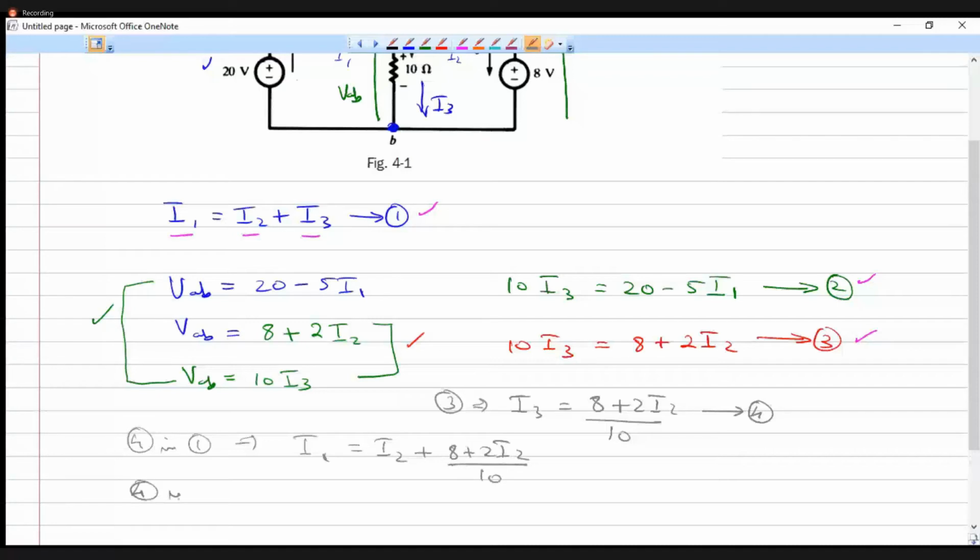Similarly, apply 4 in 2, so that we will get 10 times 20 minus 5I1.